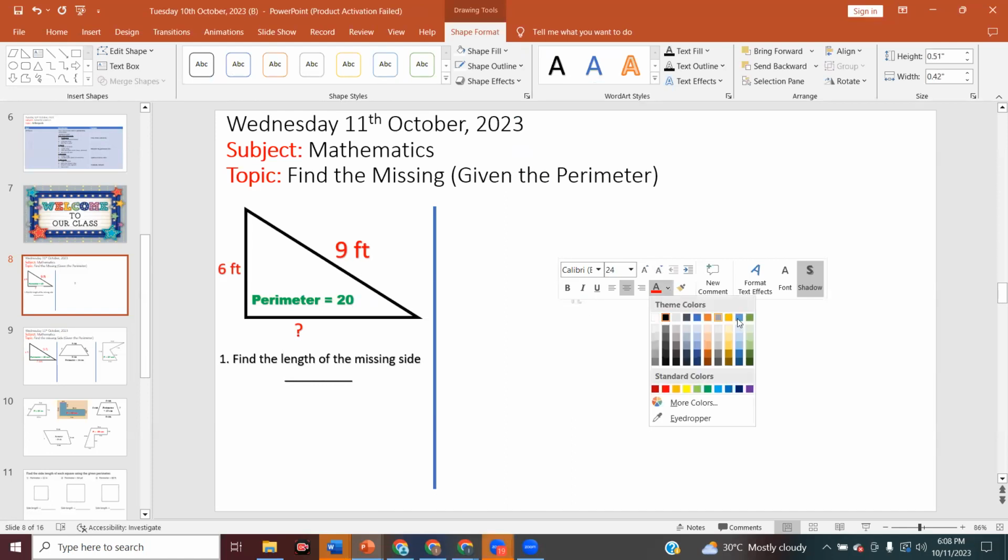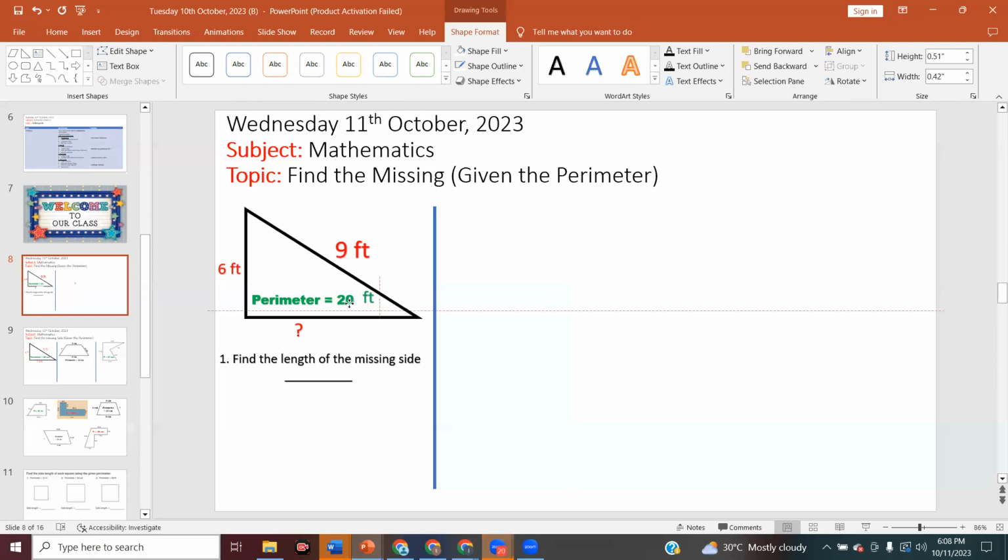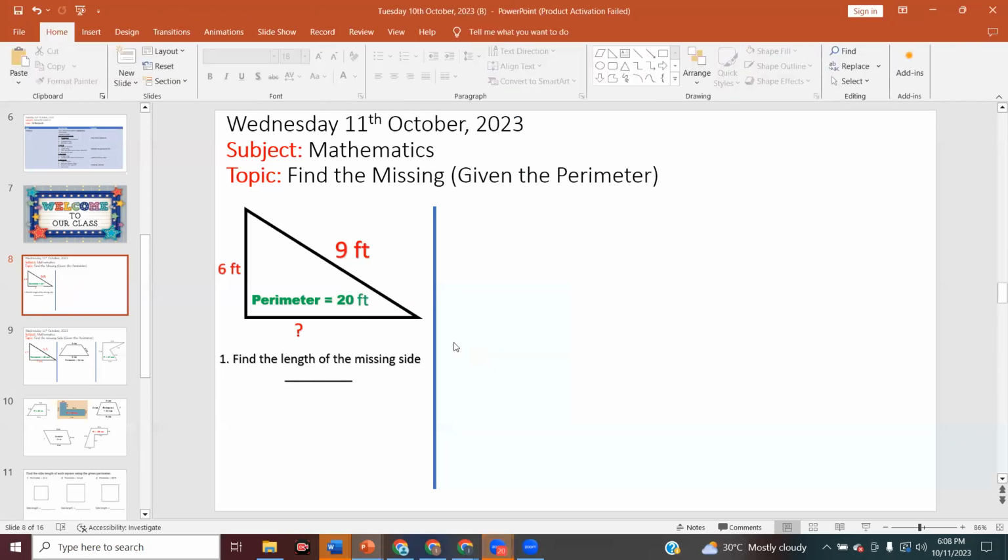Good afternoon. So the perimeter is 20 feet. That means the length of the whole thing, or three sides altogether, is 20 feet. So if we know that the length of all three sides altogether is 20 feet, what is going to be the length of this missing side? Okay. Several persons have answered inside the chat. I want all of you to try to answer.